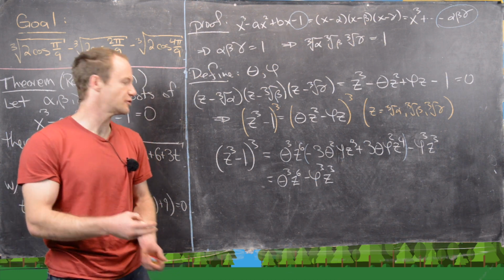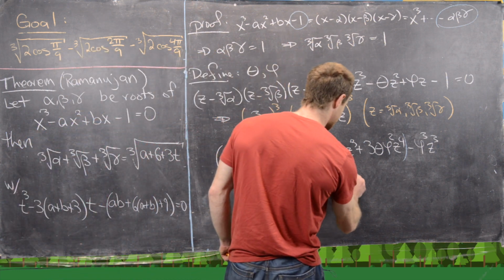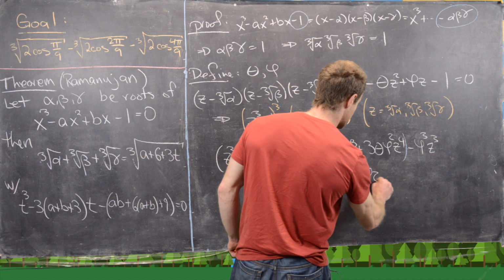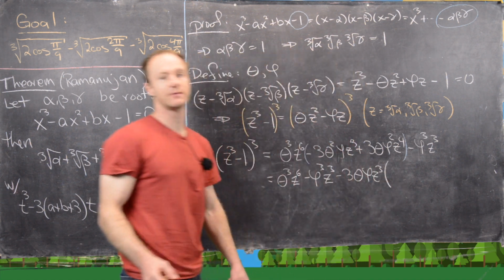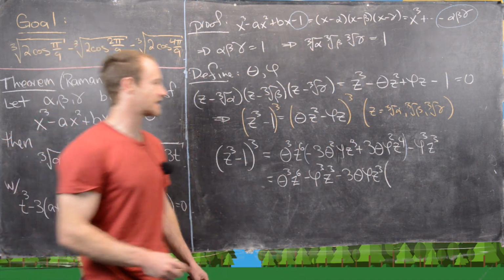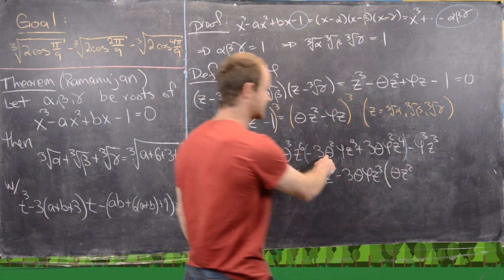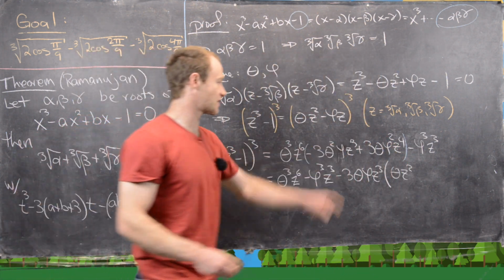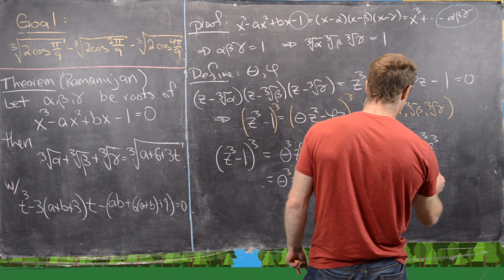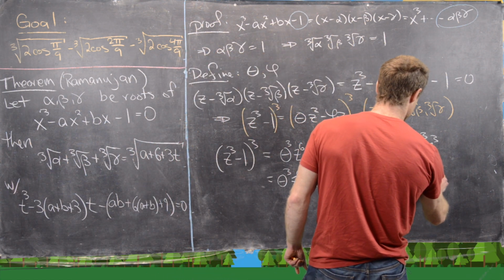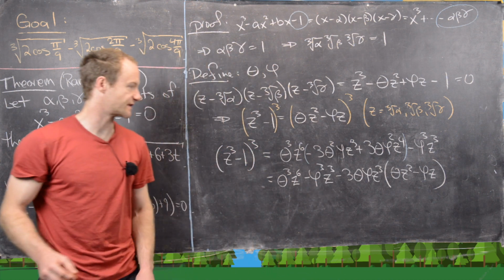So from this blue part, I'm going to take out a minus 3 theta phi z cubed, and let's see what that leaves me with. So that's going to leave me with a theta z squared in this term, and then in this term, I'm going to get a minus phi times z. Okay, so that's looking good.